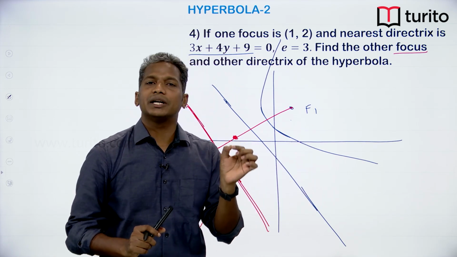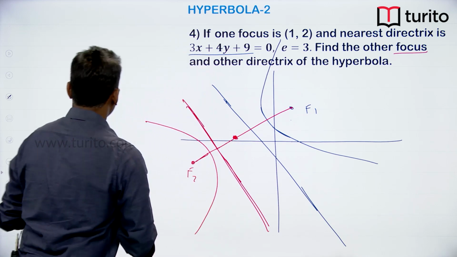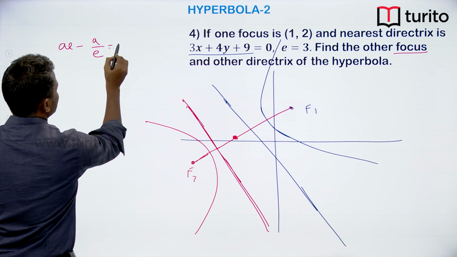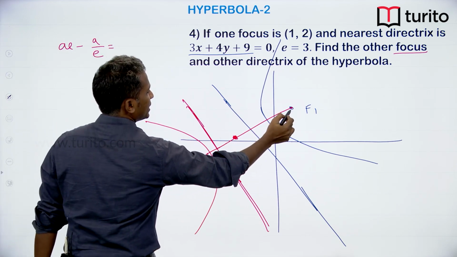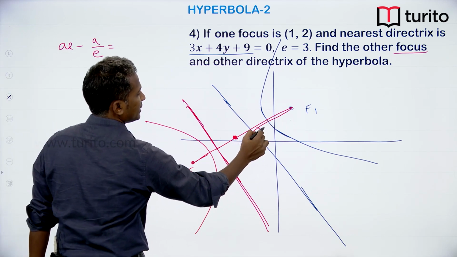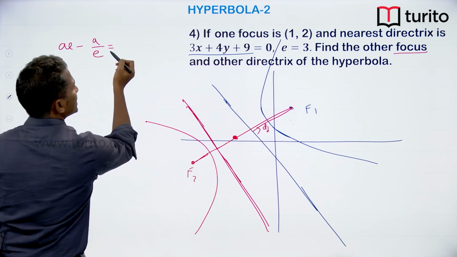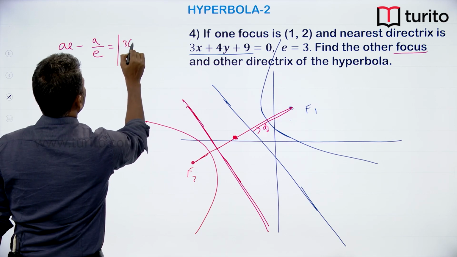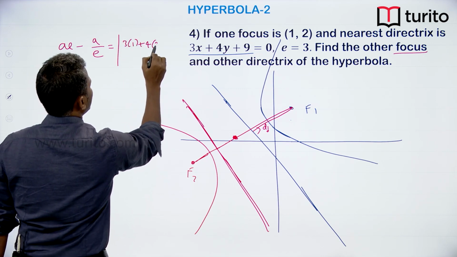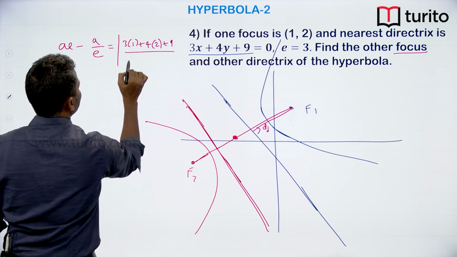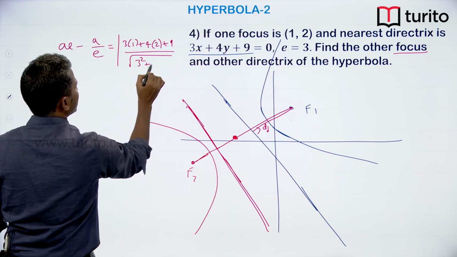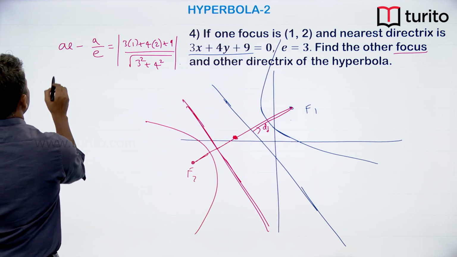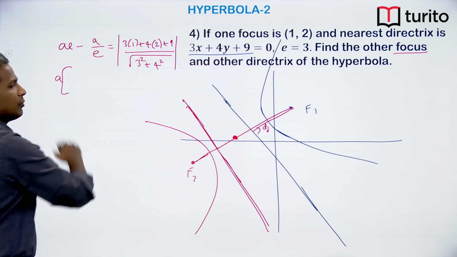Using that, we will try to get the value of A. Basically here AE minus A by E must be equal to the perpendicular distance of this point from this line. So, what is this perpendicular distance? Just put the point and get the distance. So, it is 3 into 1 plus 4 into 2 plus 9 divided by root of 3 square plus 4 square.